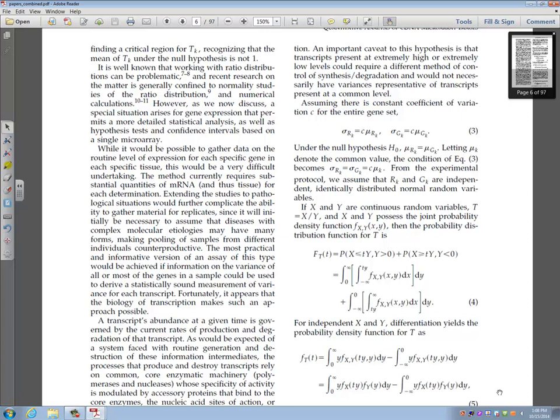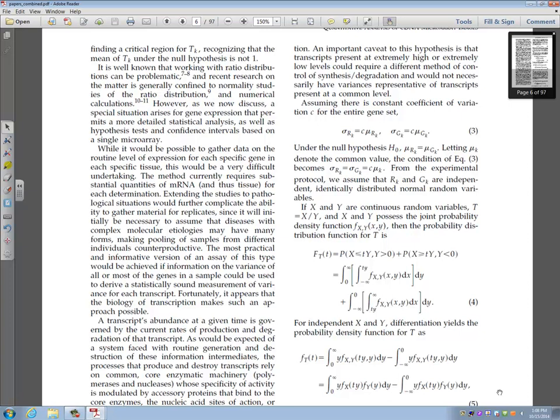Now it is well known, and you guys in communications must know this, that working with ratio distributions can be problematic, right? Recent research on the matter is generally confined to normality studies of the ratio distribution and numerical calculations. However, as we now discuss, a special situation arises for gene expression that permits a more detailed statistical analysis as well as hypothesis tests and confidence intervals based on a single microarray.